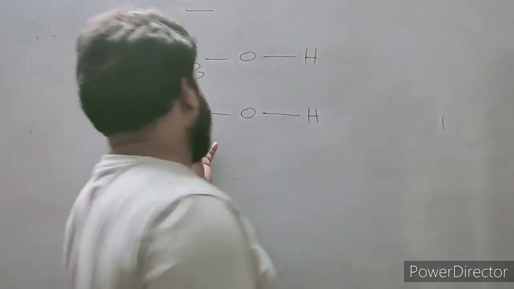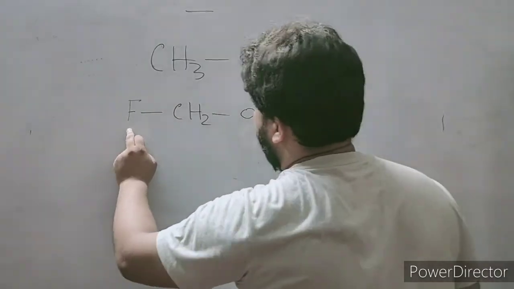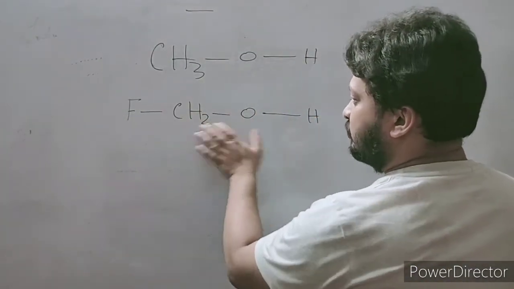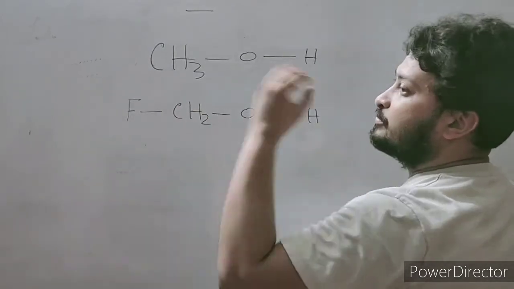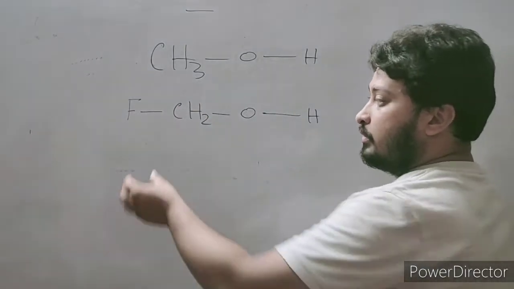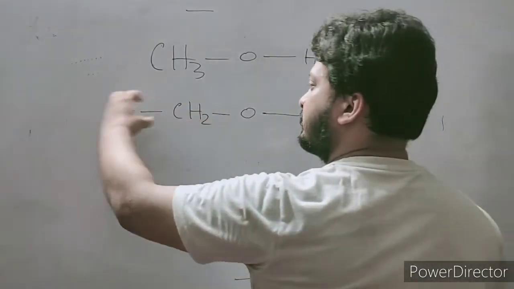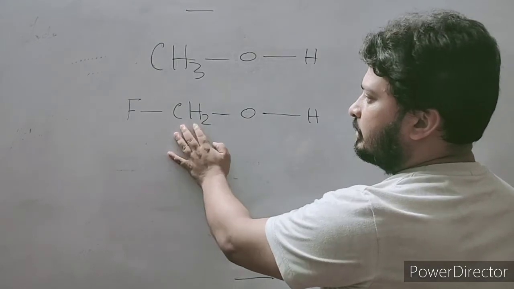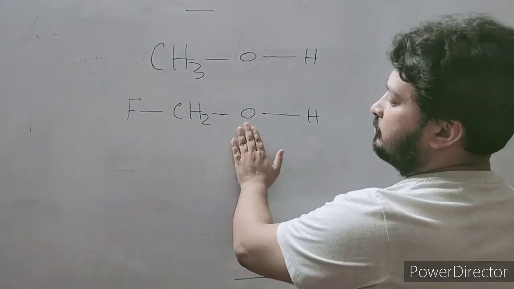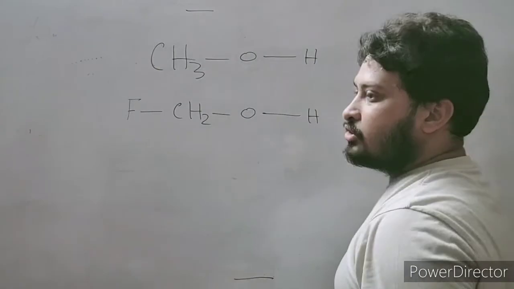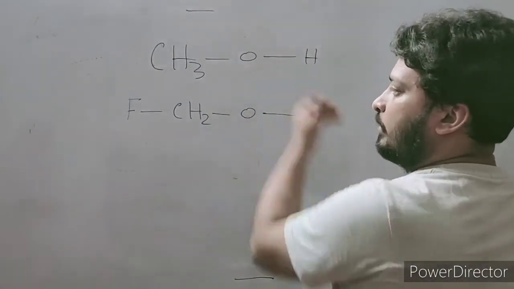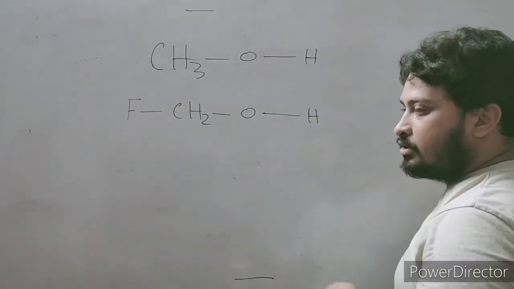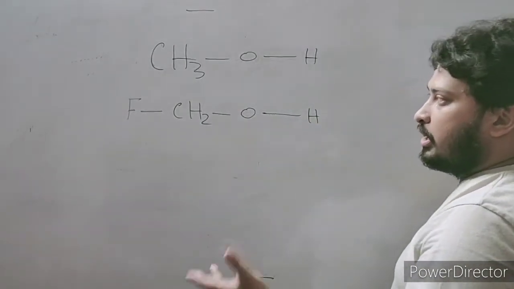But here there is an electronegative element, that is fluorine. The CH2 has a tendency to push the electron towards oxygen, but the electronegativity of fluorine is more than oxygen. So it has the power to pull the electron towards itself. So the electron density on oxygen is not higher compared to 1, and the bond between hydrogen and oxygen is not stronger compared to 1.